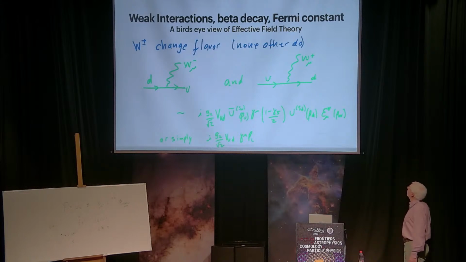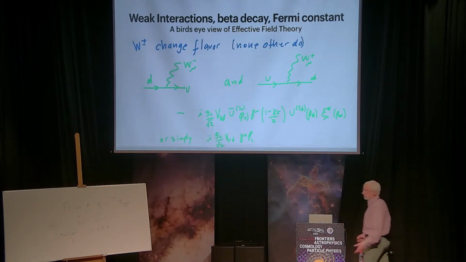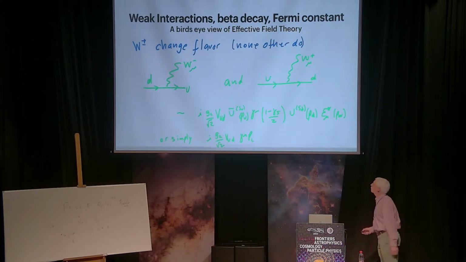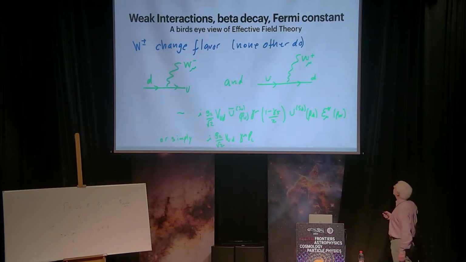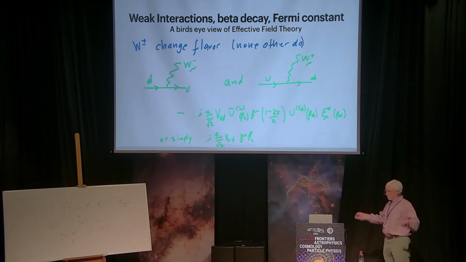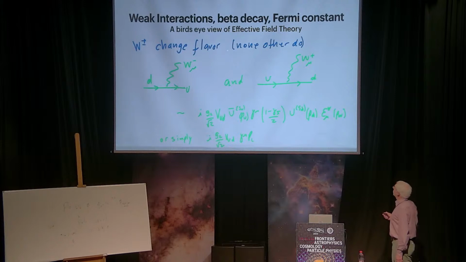So let me give you just an example of how the standard model works. Beta decay, which is kind of where the whole story starts. So remember I said W plus minus change flavor.